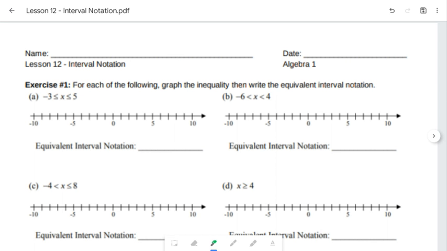Hey guys, in this video we're going to continue on with our compound inequalities. So first, we know how to graph this, which is what we're working on in class today.